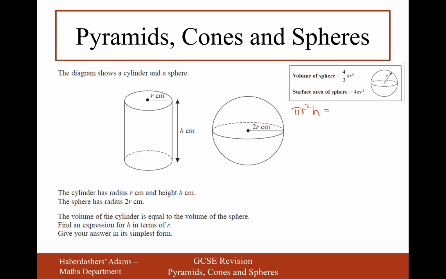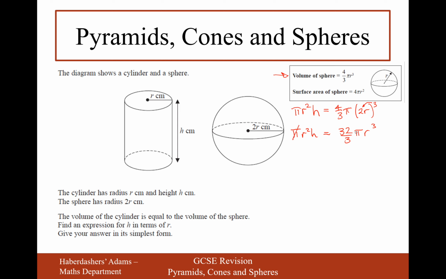So that's the volume of the cylinder, and the volume of the sphere is going to be by this formula up here. So that's going to be 4/3 times pi times 2r cubed. Let's simplify what we've got on the right hand side. 2 cubed is 8. 8 times 4 is 32, so it's 32 over 3 pi r cubed. So I've cubed the 2 and multiplied it at the front.